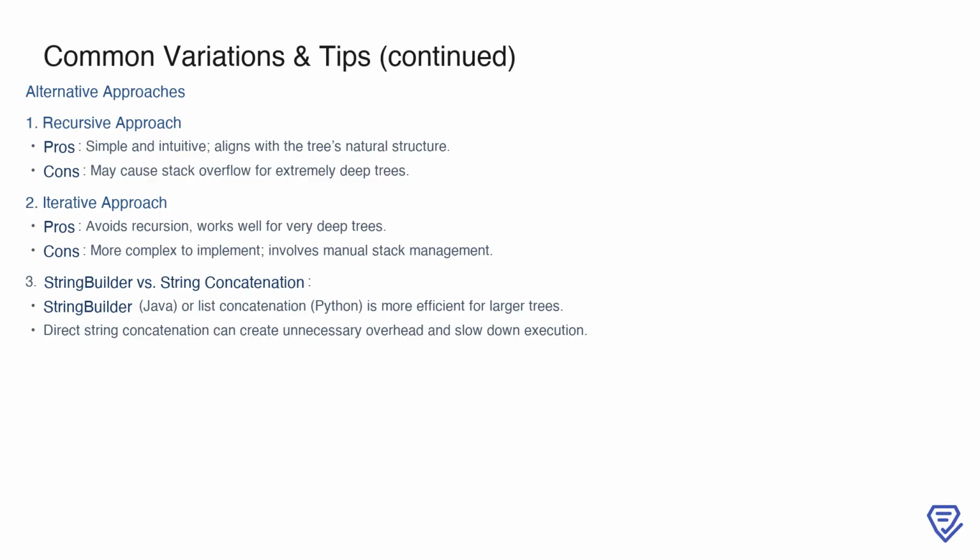Another consideration is how you handle string operations. Using a string builder in Java or list concatenation in Python is significantly more efficient for larger trees, as direct string concatenation creates unnecessary overhead. Choosing the right approach depends on the specific constraints of the problem and the scenarios you want to optimize for.